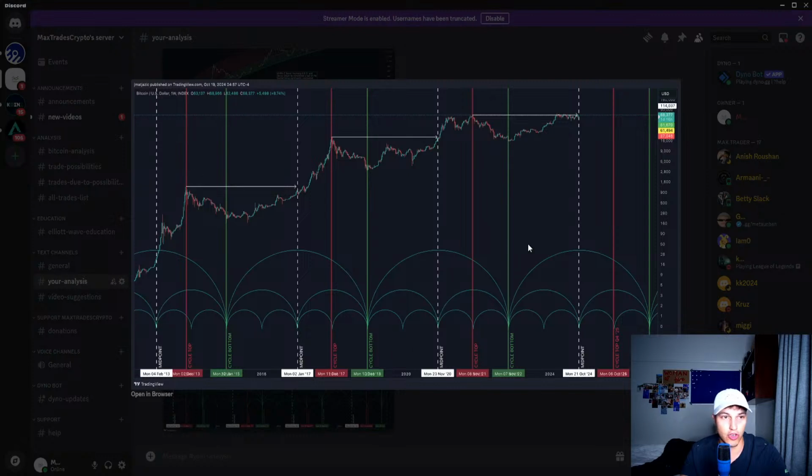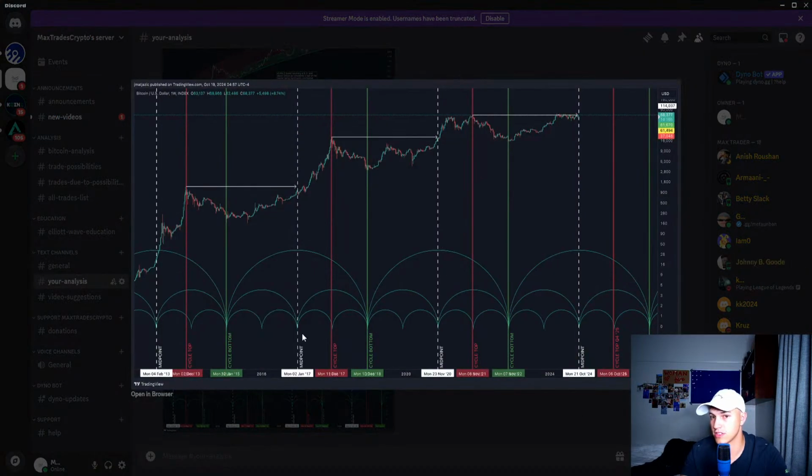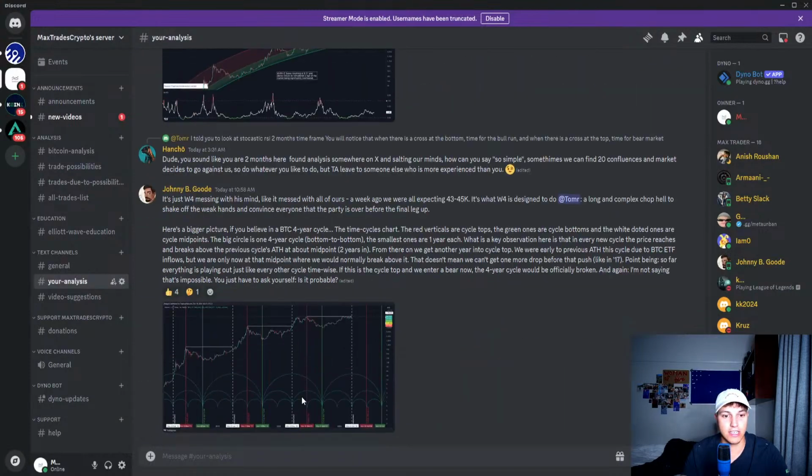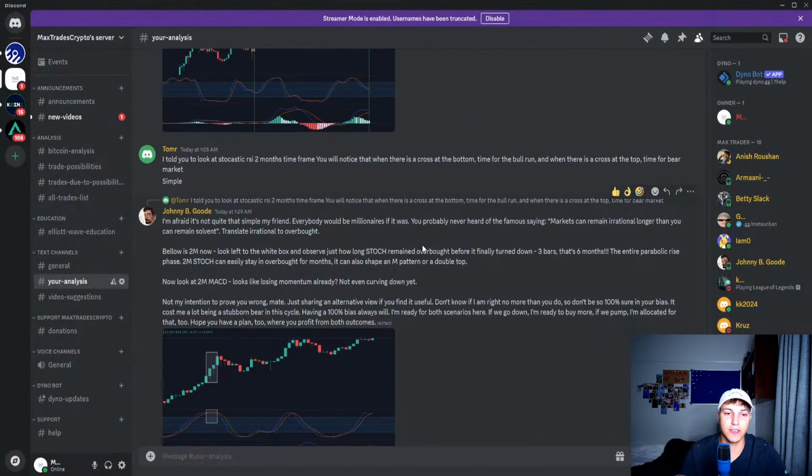This is a gorgeous chart. This is gorgeous. Whoever made this, Johnny B. Good, you're doing amazing. This is lovely. I actually might copy this, put it on my chart just to look at it. Cycle top, midpoint, cycle bottom, amount of days. Yeah, very pretty. Very, very pretty.